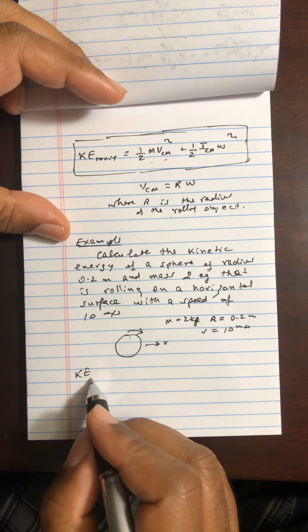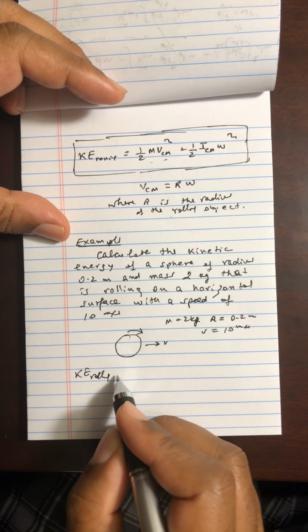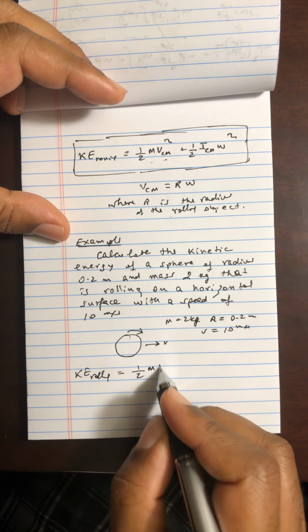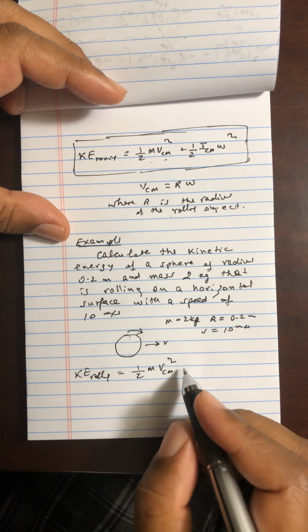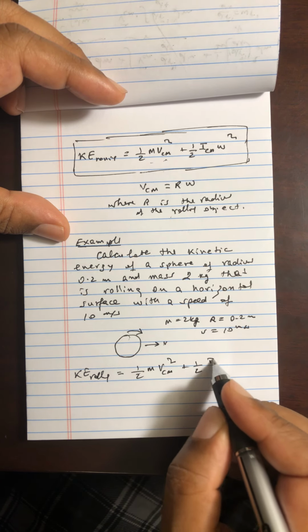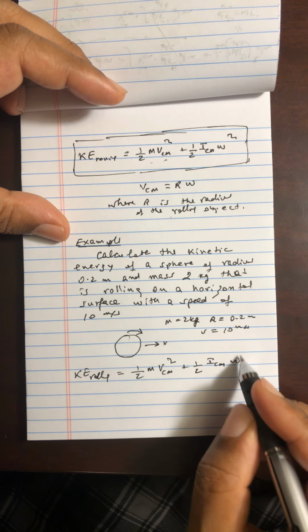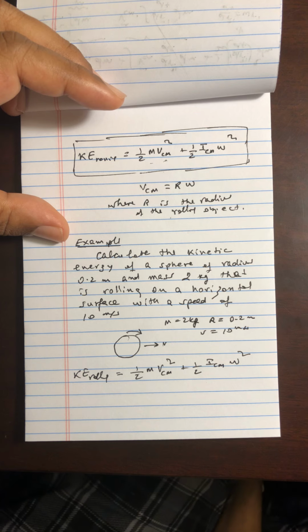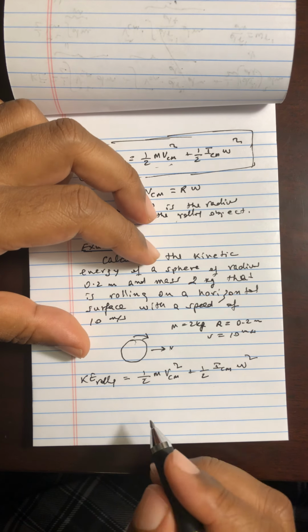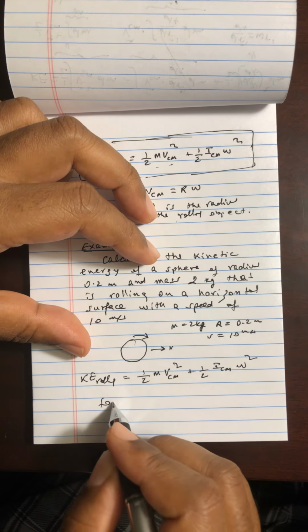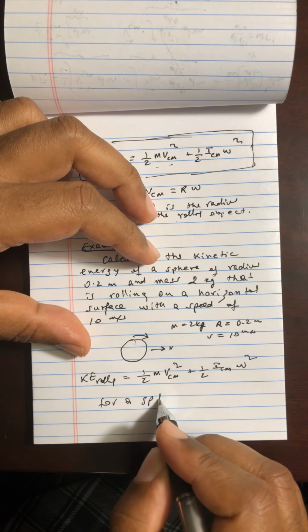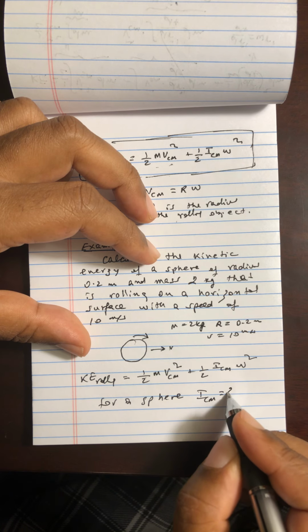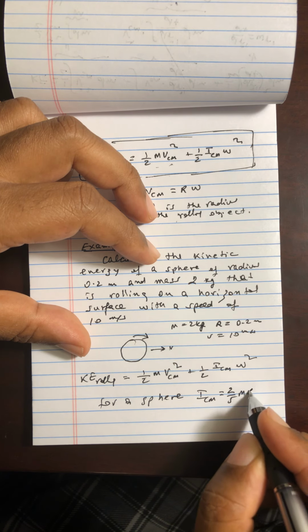KE rolling equals half m v_CM squared plus half I_CM omega squared. Now for a sphere, I_CM equals 2/5 m r squared.